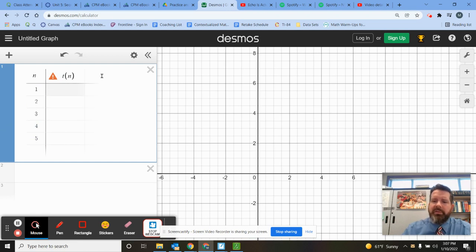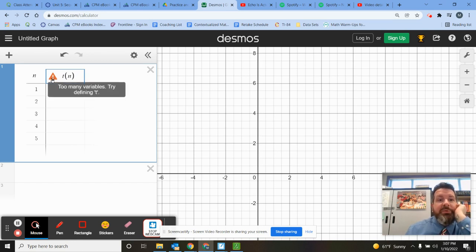The terms were -9. Whoops. There we go. Oh, it won't let me put that in there. I'm going to have to just call it t. You notice it gave a little exclamation point. That's what Desmos does when it doesn't understand something. It says too many variables, try just using t. So we're just going to use t.